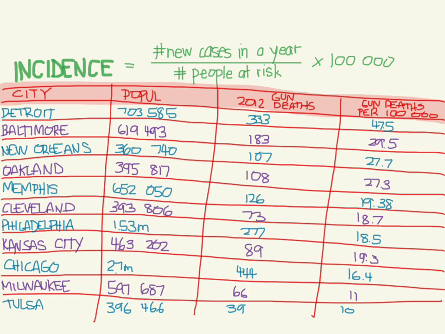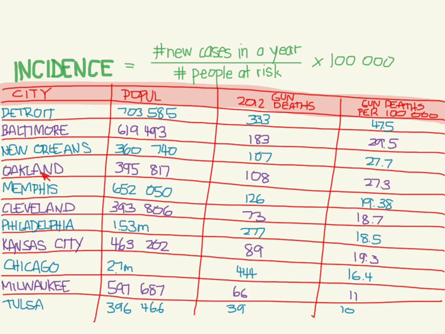Obviously, the most deaths happened in Chicago. I got a different number here, but pretty close, 444. But because we have such a big population, the actual risk of being shot was 16.4 gun deaths per 100,000 people. Now, the worst city here, the one that has the highest risk of being shot to death, is Detroit. They have a smaller population than us, and they have 333 deaths. So 47.5 people were shot and killed per 100,000 in Detroit. You can see that risk is higher than we have here in Chicago.